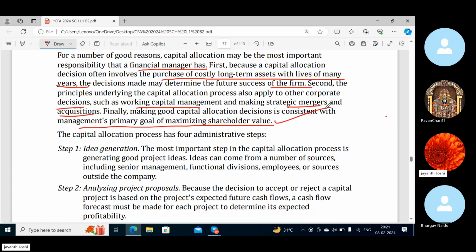See, why are you making proper or good capital allocation decisions? Because the directors of the company have made promises to their shareholders that they will maximize their wealth. Hence, it is always important for them to pick up profit-making projects.